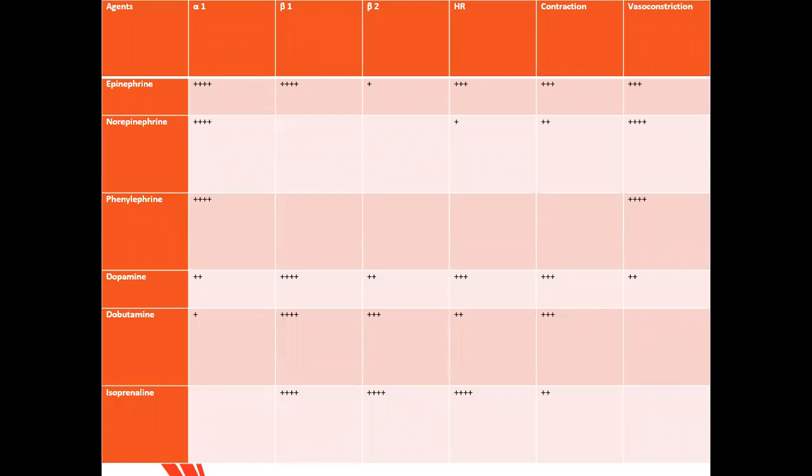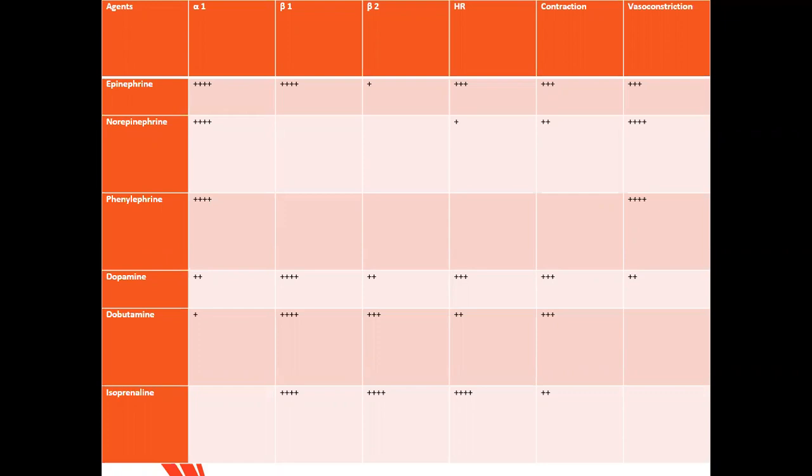All right, this active agent is a table. I hope you can see very well that it shows the different agents and their primary sites of action. For instance, epinephrine, adrenaline, acts on alpha 1 and beta 1 receptors, with the ultimate goal of producing vasoconstriction. Norepinephrine acts more on the alpha 1 receptors and causes profound vasoconstriction, and that is the reason why it is usually used in septic shock in critical care settings.